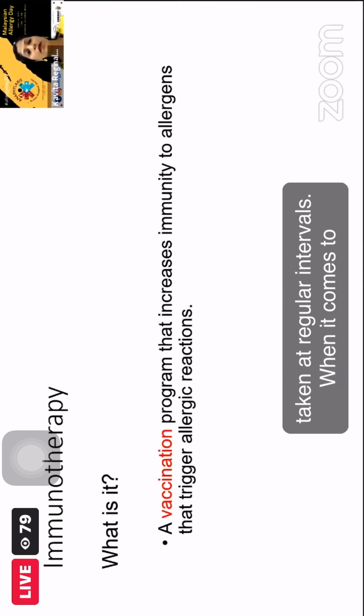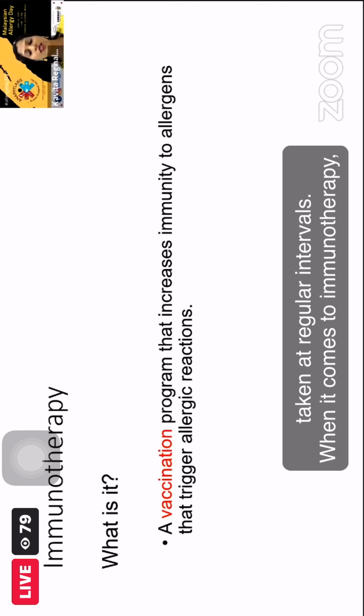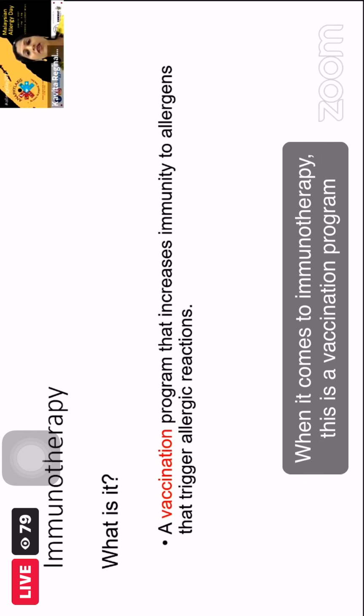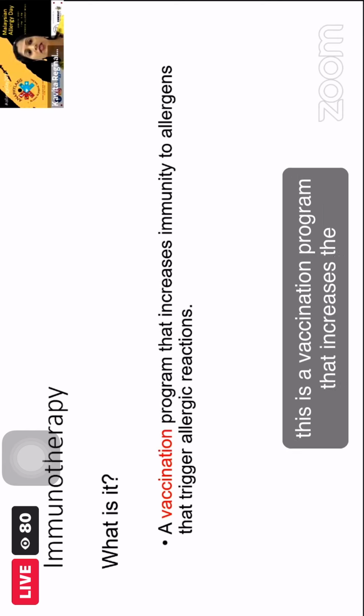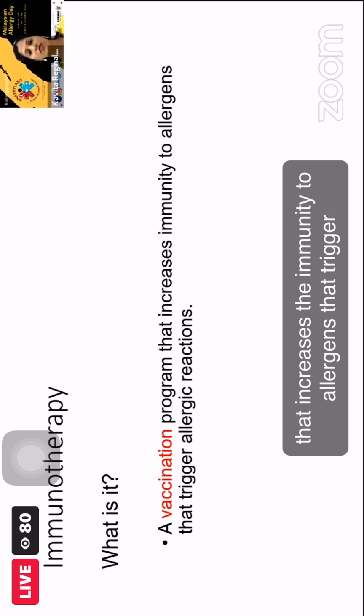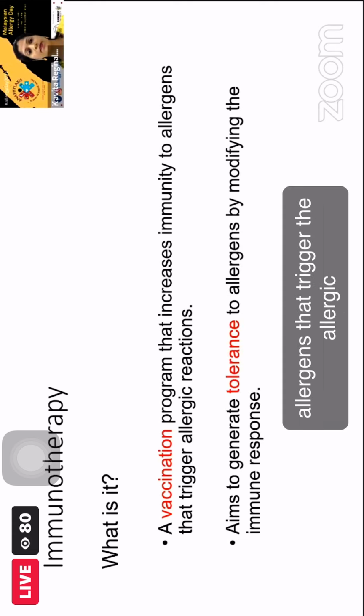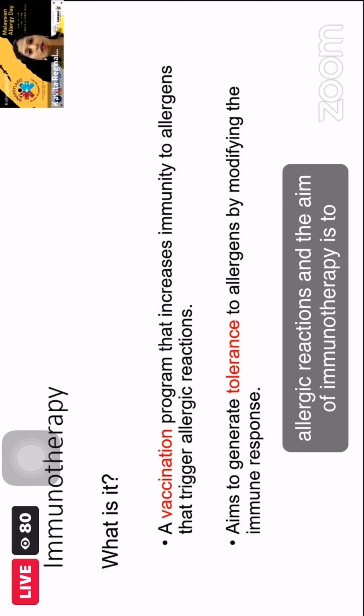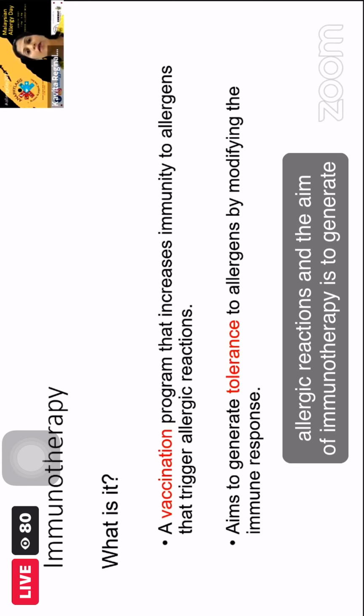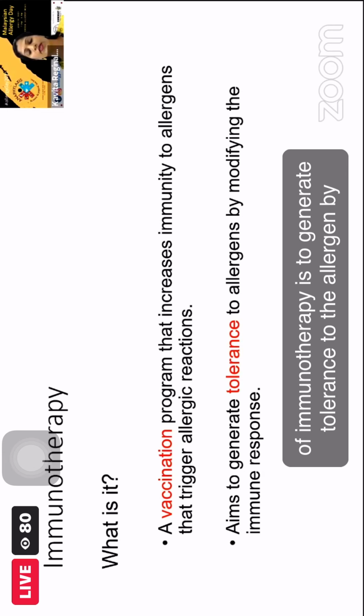When it comes to immunotherapy, this is a vaccination program that increases the immunity to allergens that trigger the allergic reactions. And the aim of immunotherapy is to generate tolerance to the allergen by modifying the immune response.